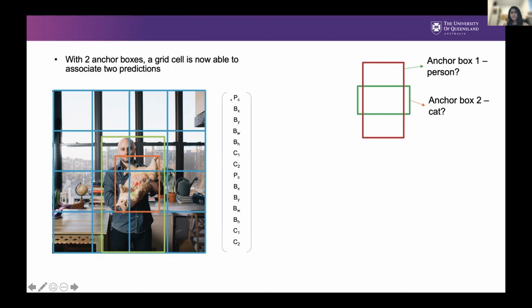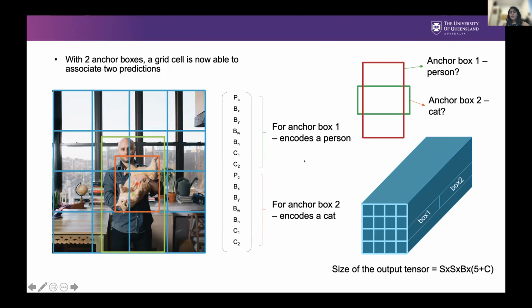So the first set of numbers, the first 7 numbers, can be used to predict a person if there's one, and the second set can be used for a cat, right? And then the size of the output tensor now increases by the number of anchor boxes that we use per grid cell as well, right? Because we have two sets of predictions now per grid cell. So the size becomes S by S into B plus 5 by C, right?